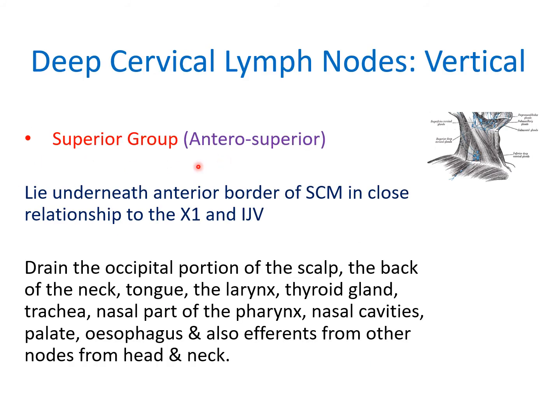The superior group of deep cervical lymph nodes is also known as the anterosuperior group, and they lie underneath the anterior border of the sternomastoid muscle in close relationship to the accessory nerve and the internal jugular vein. The superior group drains the occipital portion of the scalp, the back of the neck, tongue, the larynx, thyroid gland, trachea, nasal part of the pharynx, nasal cavities, palate, esophagus, and also receives efferents from other nodes from the head and neck region. And all the submandibular groups of lymph nodes ultimately drain into the superior group of deep cervical lymph nodes.